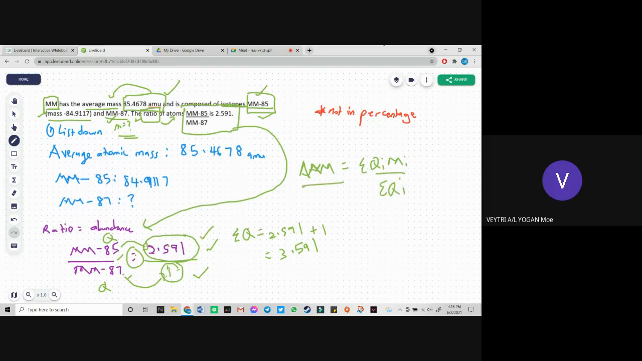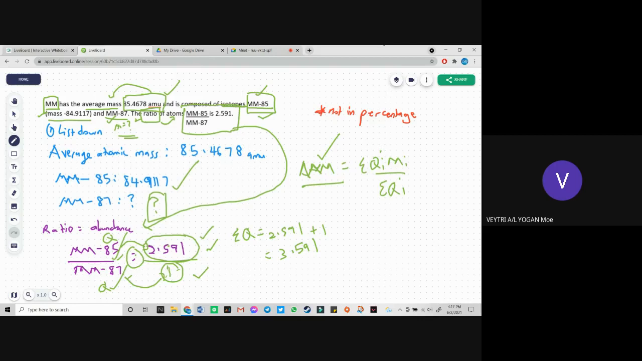Average atomic mass diberi. Q untuk 85 sudah ada. Q untuk 87 sudah ada. M untuk 85 sudah ada. Kena cari apa? M untuk 87. Sebab that is the question. So can you find it? Yes, just substitute all the values, you will get your answer. Again, jangan risau kalau negatif sebab negatif-negatif akan jadi positif juga.